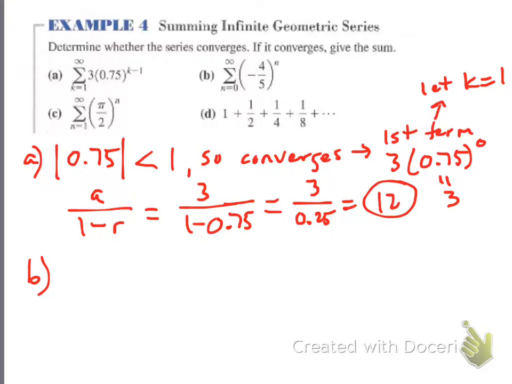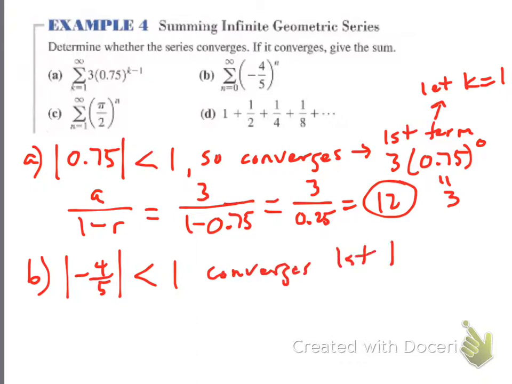Part B. R is negative 4/5. So the absolute value of negative 4/5 is 4/5, which is less than 1. So it converges. First term: instead of k, they have n. Oh, because it says down here n equals 0, so we have to let n equal 0 because that's the first term. So the first term equals 1, negative 4/5 to the 0.